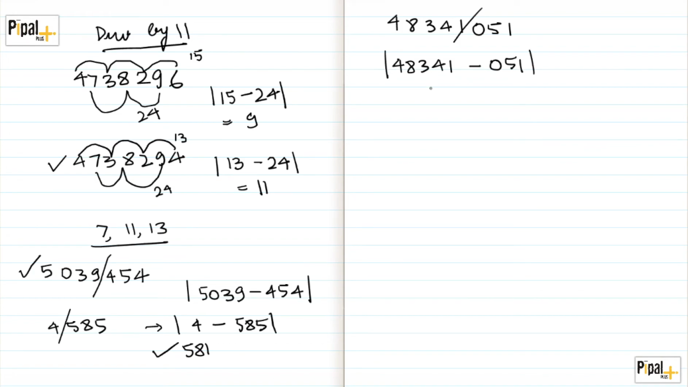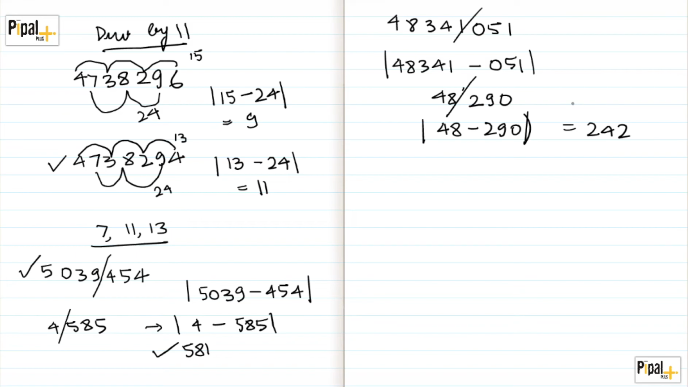The number that I now get is 48,290. Now I take the last three digits again and do the difference. So this is 48 minus 290, sorry, mod. Now this difference works out to be 242.